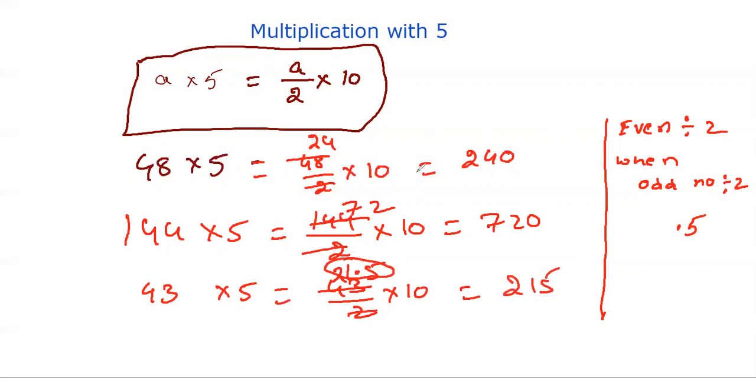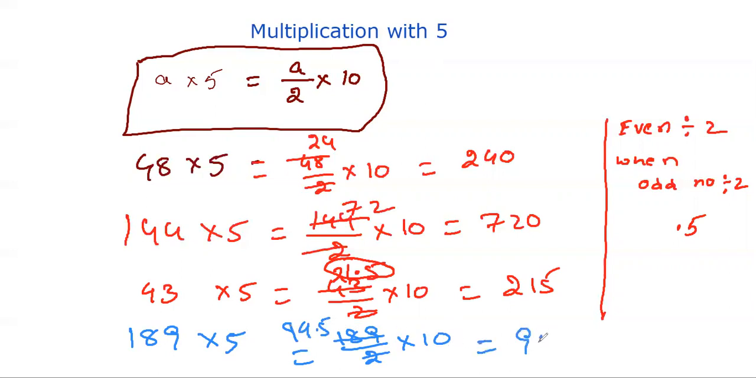We'll apply the same thing for big calculations also. Like, a big number is given to you, that is 189 into 5. Nothing, 189 by 2 into 10 is this value. 2 in 18 cancels 9 times. After that, in 9, 4.5 times. 94.5 into 10, so the answer is 945.